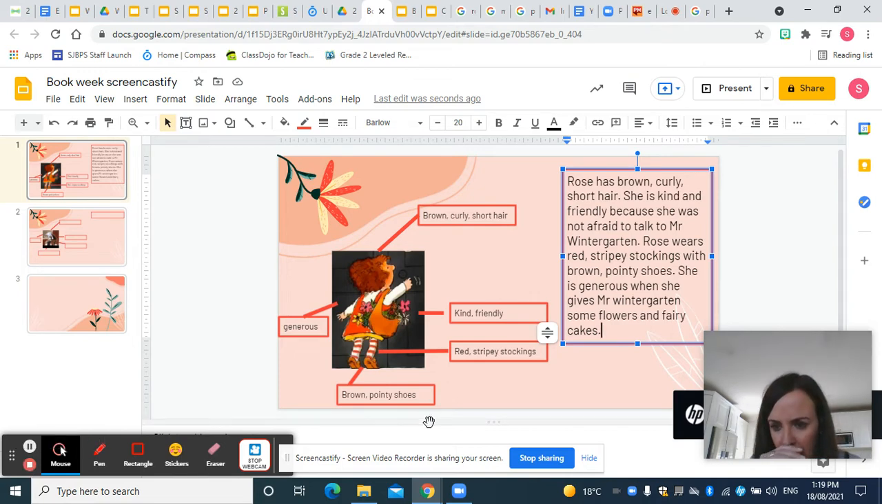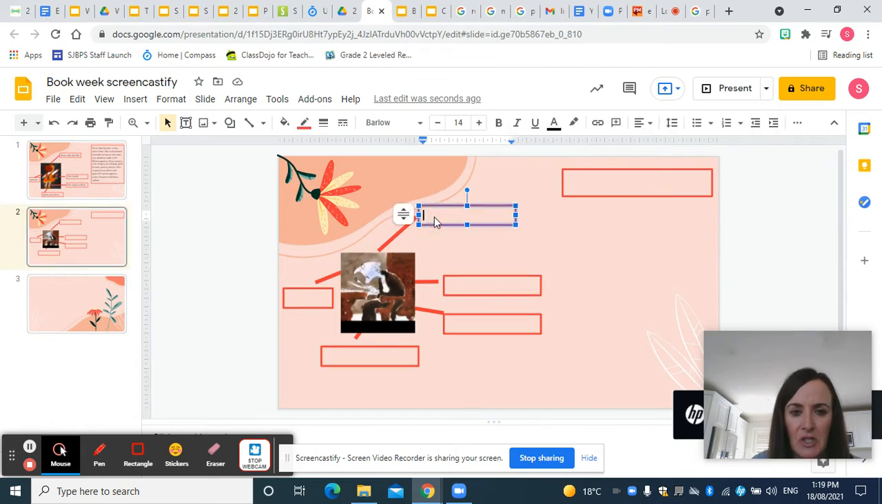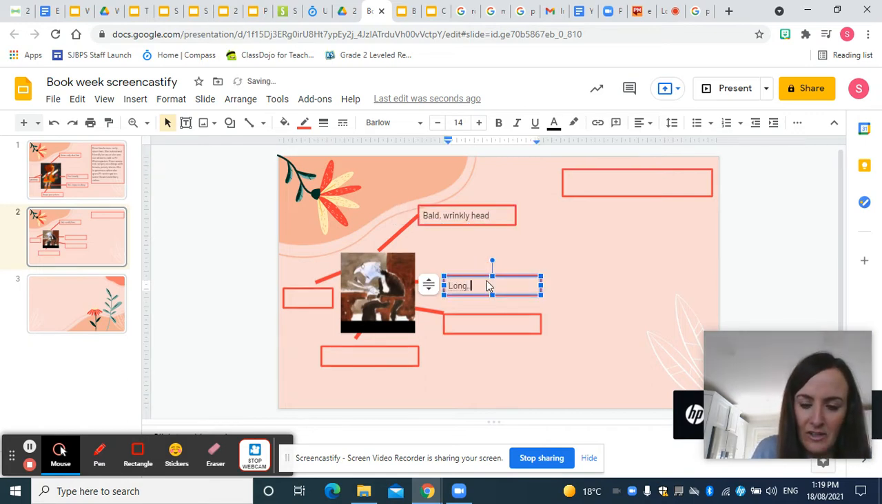So now, sorry, I thought I was not recording. So now I'm going to show you how I can do the same for Mr Wintergarten. So I'm going to brainstorm again some adjectives to describe Mr Wintergarten. So I might start with bald, wrinkly head. Poor Mr Wintergarten. He has a long, pointy chin, doesn't he?